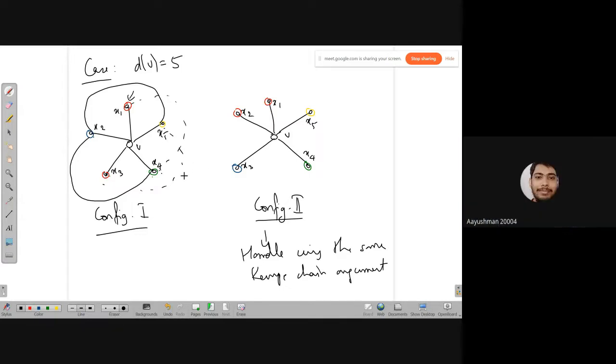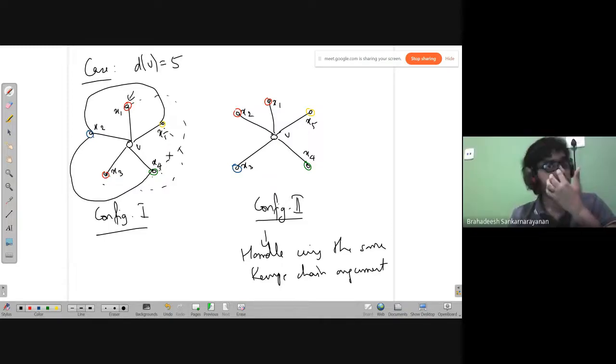Can you repeat that once? In configuration 1, you see whether a blue-yellow Kempe chain exists or not. If there is no blue-yellow Kempe chain, you're done. So assume there is one. Then you check blue green. If there is no blue-green Kempe chain, you're done. So assume there is a blue-green Kempe chain. Now there's a blue-yellow Kempe chain and a blue-green Kempe chain. Then red green and red yellow become impossible.